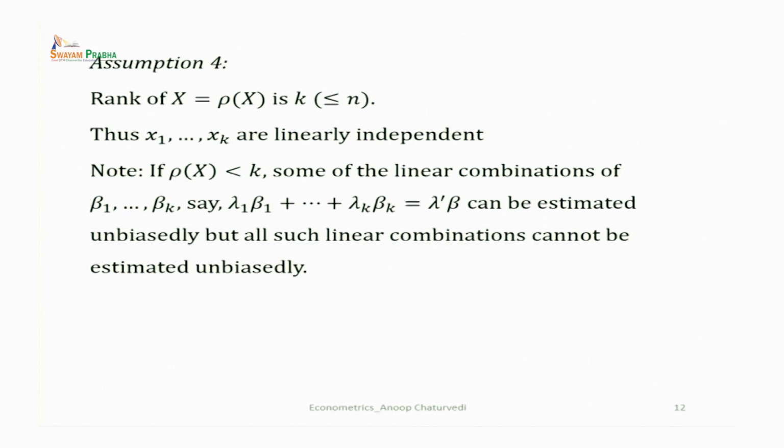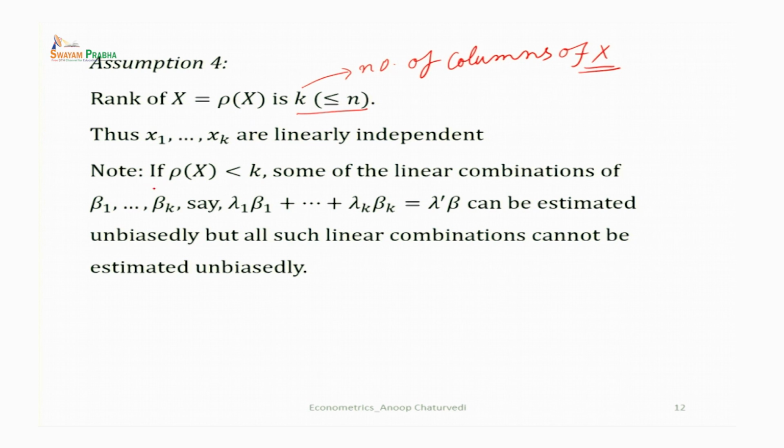The next assumption 4 is rank of X, which is denoted by rho X, is equal to k. k is the number of columns of X, and we also assume that k is less than or equal to n. Or you can say x1, x2, xk are linearly independent. Different columns of X are linearly independent.